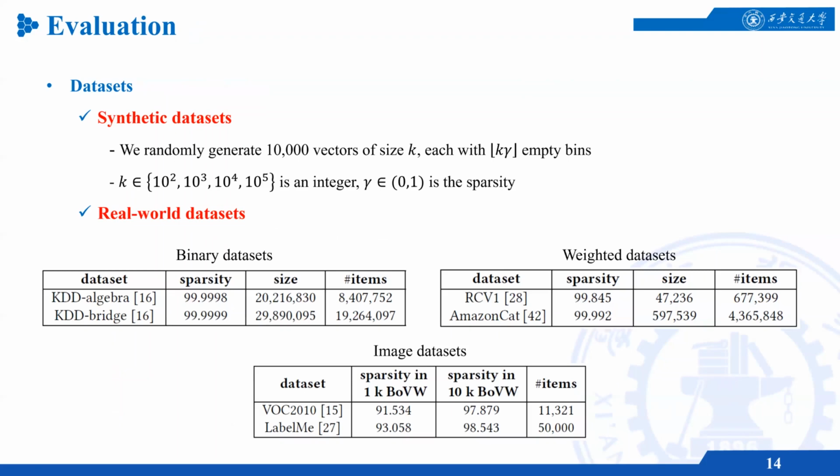In our experiments, we use two kinds of datasets to evaluate the performance of our method: synthetic datasets and real-world datasets. For synthetic datasets, we randomly generate 10,000 vectors, each with k gamma empty bins. Here, k is the size of vectors, and gamma is the sparsity, the fraction of empty bins in the sketch. For real-world datasets, we use three kinds of datasets: binary datasets, weighted datasets, and image datasets.